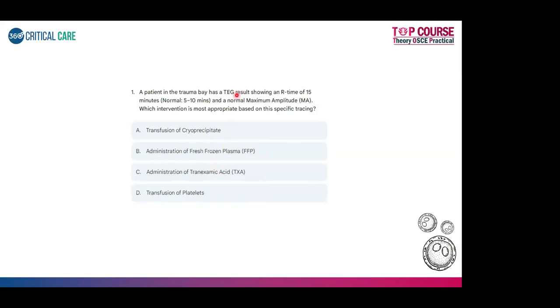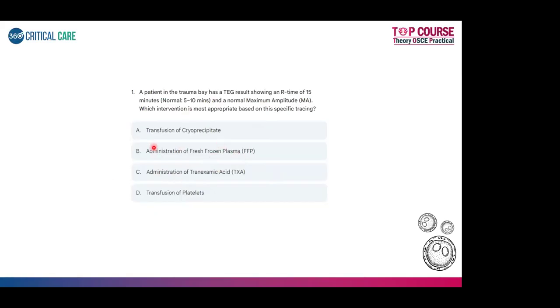First you answered correctly by telling it's FFP. But look at this question. The maximum amplitude is normal, correct? If the maximum amplitude is normal, what did I tell you? Two things: fibrinogen is okay, and platelet function is also okay. Functions are normal. And there is no issue with breakdown mentioned here. So there is no need for tranexamic acid, correct? By that method, we will say that it is that.